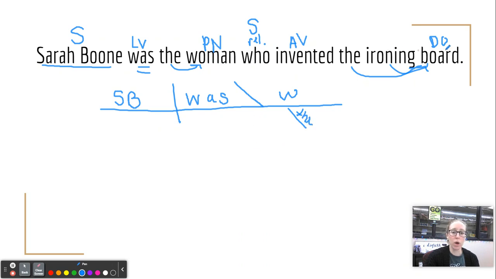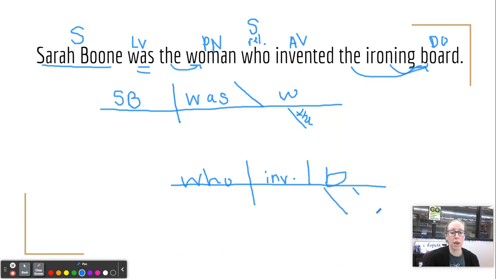And then we want to do our relative adjective clause on its own diagram as well. So we're using who as the subject, separate it from our verb invented, and I'm going to abbreviate that one. And then we have a direct object, so we do a vertical line separating the verb and the direct object, board. The and ironing go underneath it. And I'm sorry, I'm just putting the first letter because this is a little challenging.